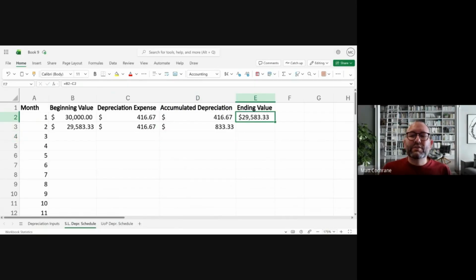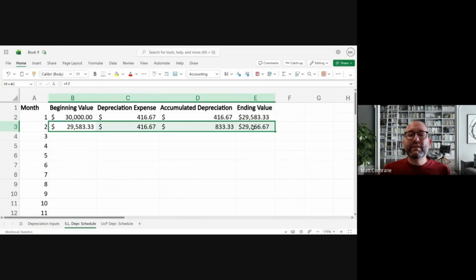We can just drag this one down because we're just taking the beginning value minus the depreciation expense to get our ending value. So now this row is in a format that we can use to just drag it down. Let's just do one to make sure that all of the math lines up the way that we want it to.